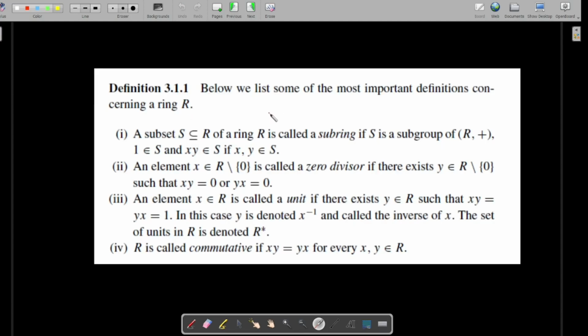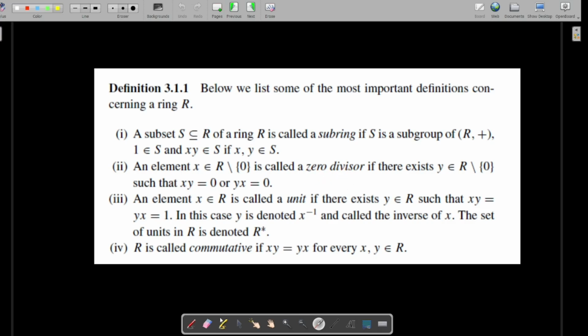And some more definitions here. A subset S of a ring R is called a subring if S is a subgroup of (R, +), 1 belongs to S, and x·y belongs to S if x, y belong to S. That is, the identity element of R belongs to S, and S is closed under the operation multiplication defined in R. Then we call this subset a subring of R.